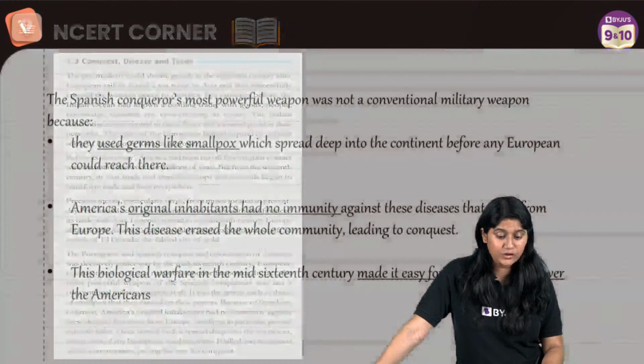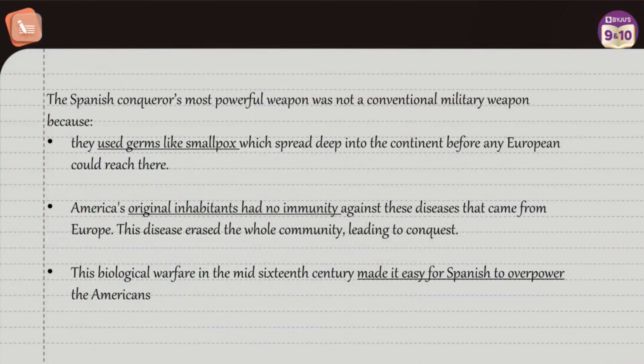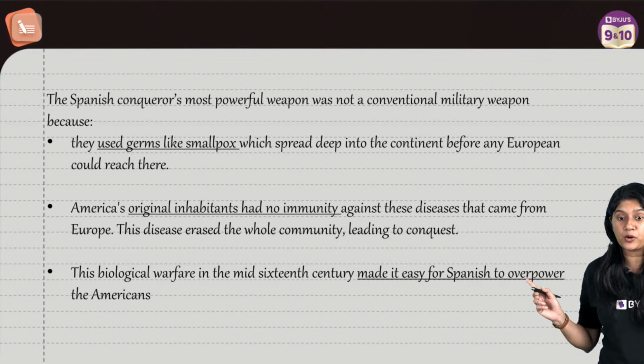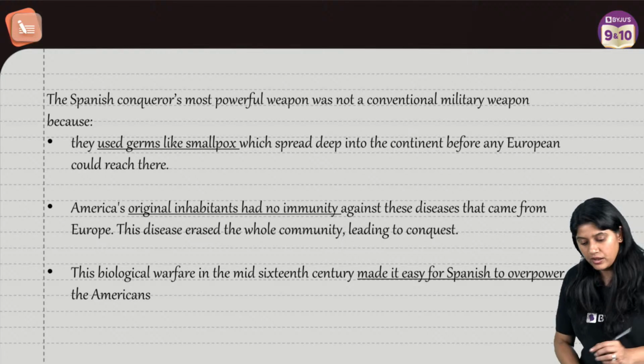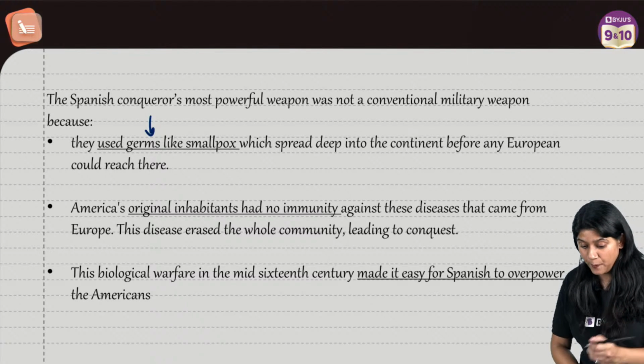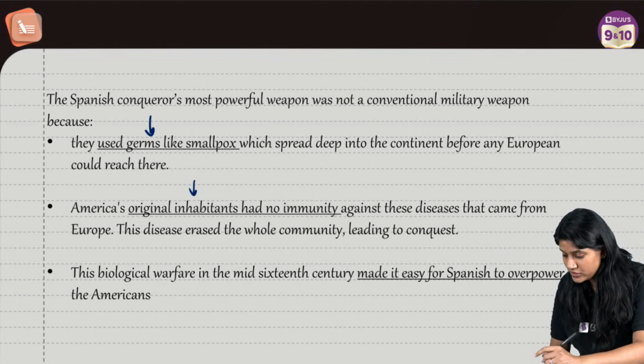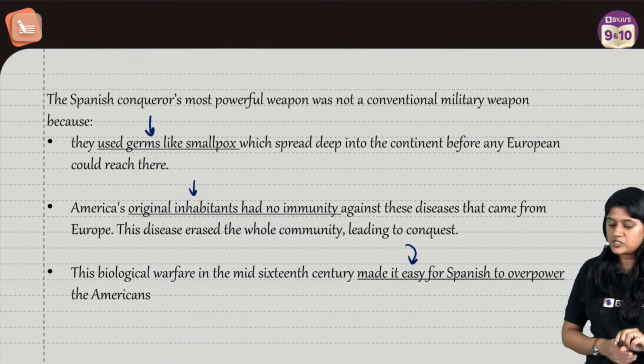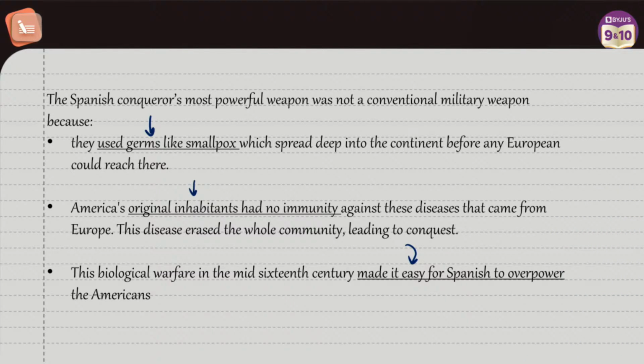This is how you can write the answer. I'm not going into the details of how you have to write. We have discussed the important points. Please make sure to underline the important sentences. See over here, important words like they used germs like smallpox, they had no immunity, which made it easy for the Spanish to overcome the Americans. Clear? Easy peasy, everyone.